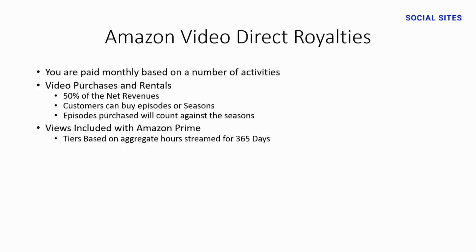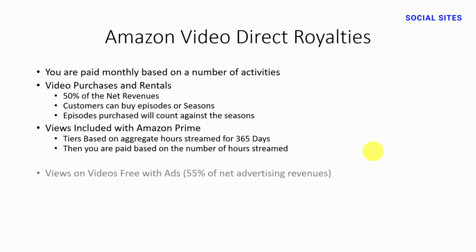There are going to be different tiers of activity based on the aggregate hours streamed. For example, every year Amazon will determine how many hours people are streaming your videos, and that'll put you on a certain tier to be paid more or less. The more hours that people are streaming your videos, the higher your rate of pay, and you'll see that in the schedule. Once your tier is determined, then you'll be paid based on the number of hours actually streamed. So you'll have a tier, and then you'll have streaming that'll take place. And again, the higher your tier, the higher the rate of pay.